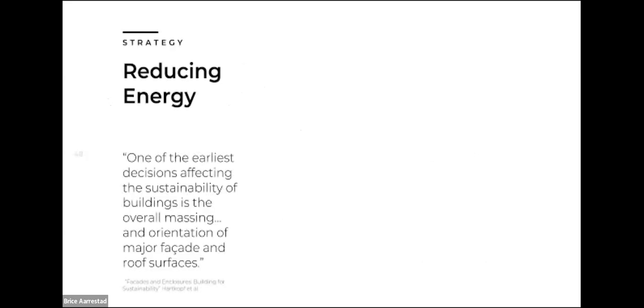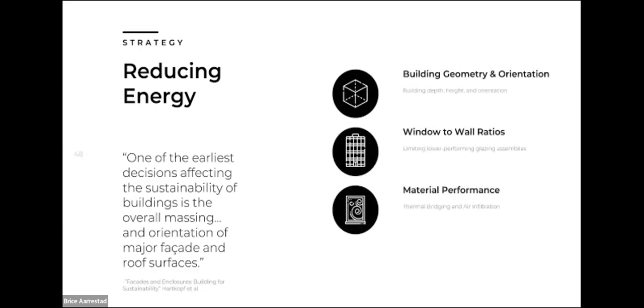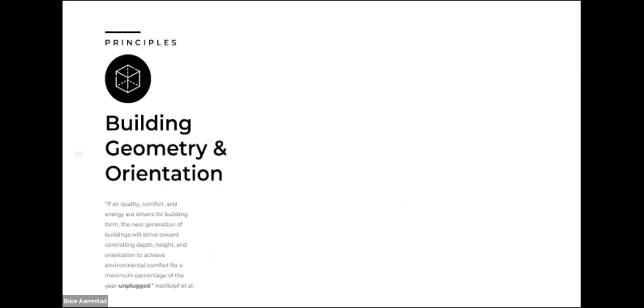So we've got some principles on ways that we can reduce energy. One of the earliest decisions affecting sustainability is the overall massing and orientation of your major facade and roof surfaces. So we'll look at building geometry and orientation. We'll look at window to wall ratios, and we'll also look at material performance as a way to reduce the energy using your facade.